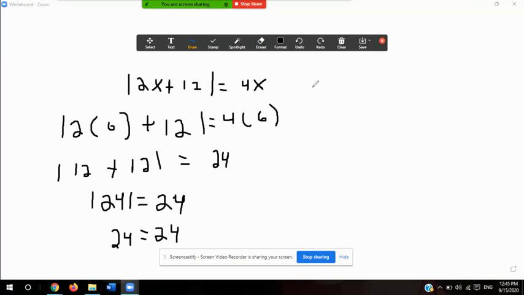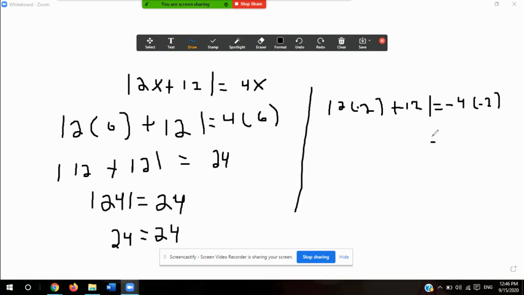Now we're going to do the same thing, but instead of saying 6, we're going to use the other answer that we got, which was negative 2. So we're going to say the absolute value of 2 times negative 2 plus 12 equals negative 4 times negative 2. So negative 4 times negative 2 is going to be negative 8. So this is going to be equal to negative 8.